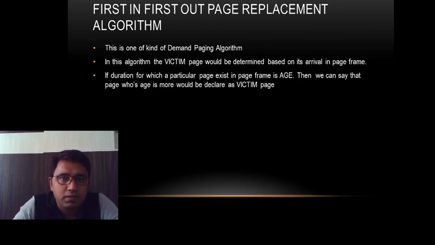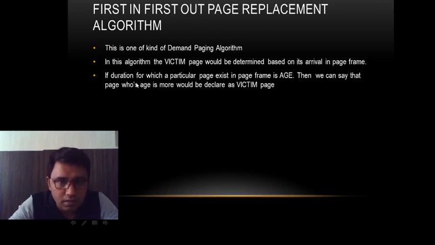The first in first out page replacement algorithm is a kind of demand paging algorithm which finds out a victim page based on its arrival time. The earlier the arrival time, the more chances that the corresponding page will be declared as a victim page. The victim page will be taken out from the corresponding page frame and will be replaced by a newly arrived page.